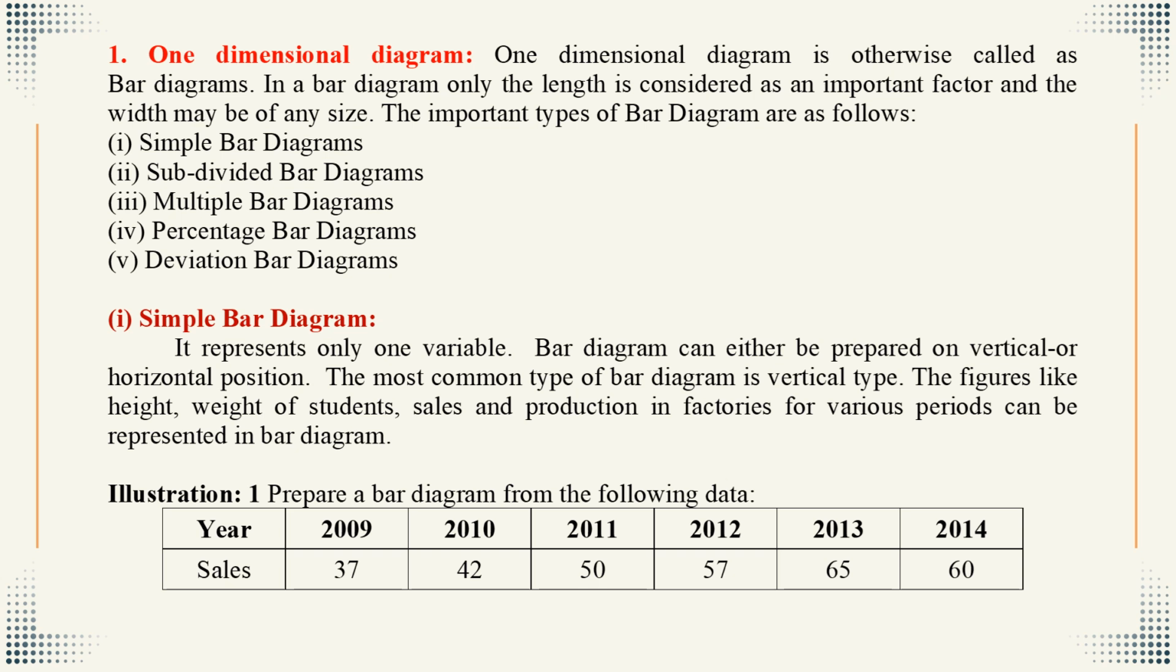Now let us see about the simple bar diagram. It represents only one variable, but the diagram can either be prepared in vertical or horizontal position. The most common type of bar diagram is the vertical type. The figures like height, weight, students, sales and production in factories for various periods can be represented in a bar diagram.